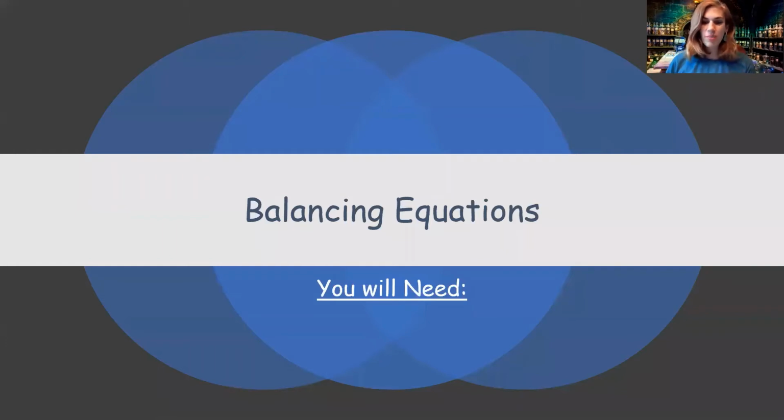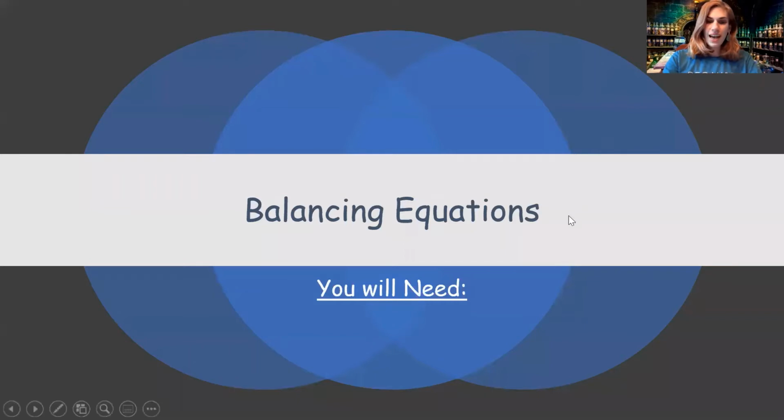This week we are talking about balancing chemical equations and predicting the products of a chemical reaction. For this lesson, our focus is going to be on balancing. Then there will be a second lesson where we go over predicting products.